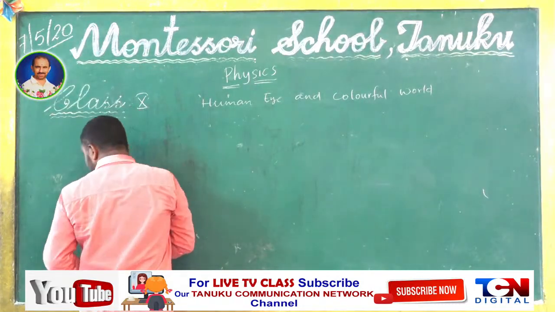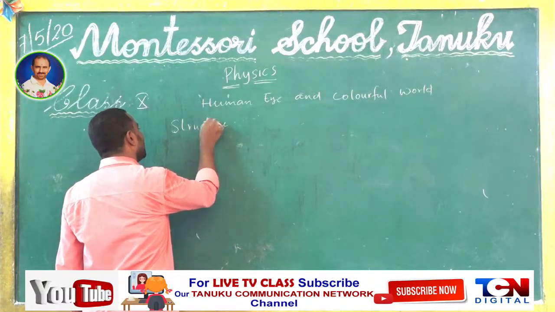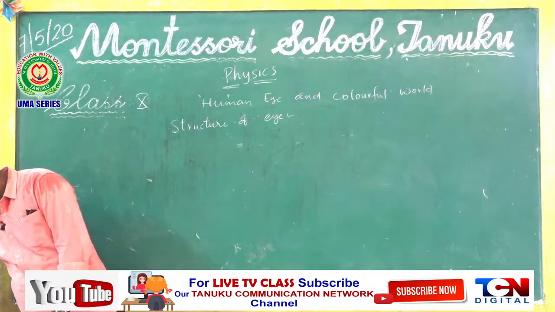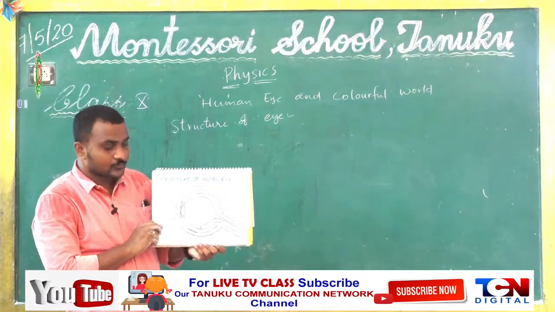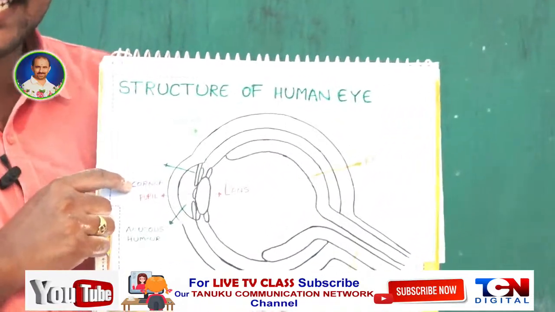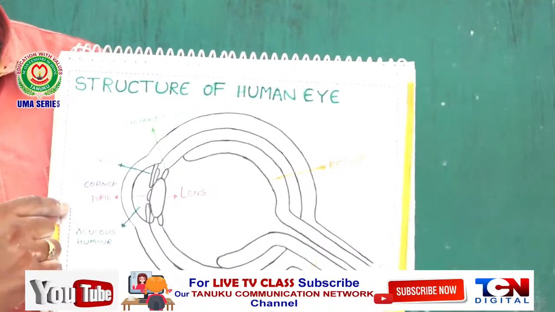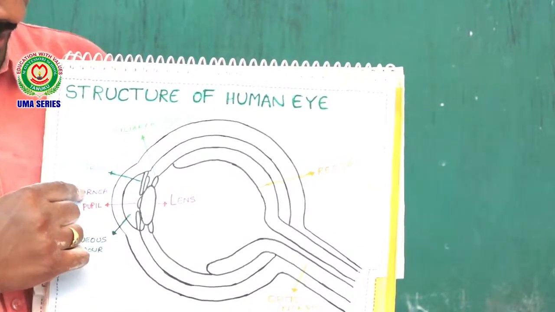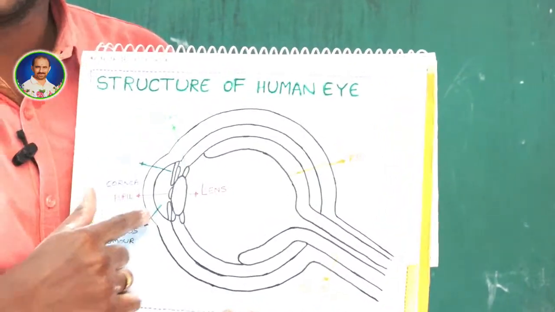Now let us discuss the structure of the human eye. So this is the structure of the human eye. In this structure we have the cornea. The cornea acts as a protective membrane for the human eye. Next we have a layer between the cornea and the lens, which is filled with a jelly like substance. This we call aqueous humor.